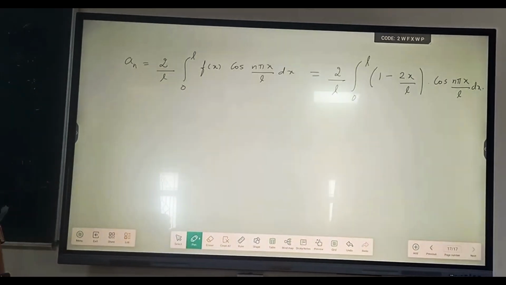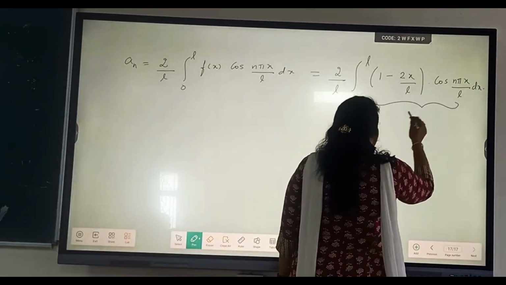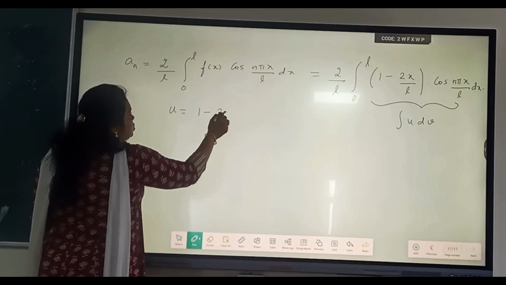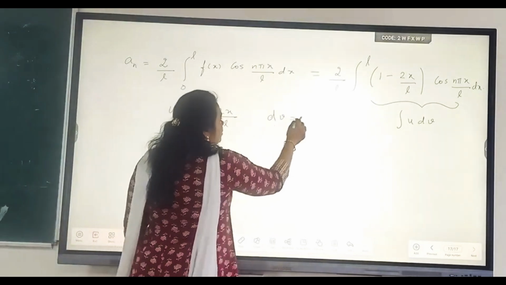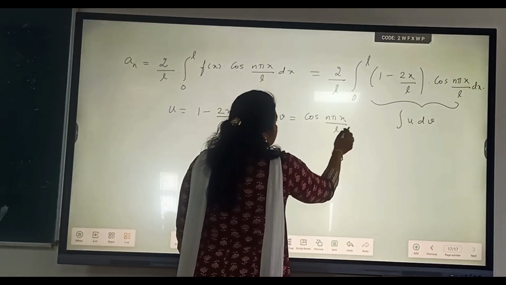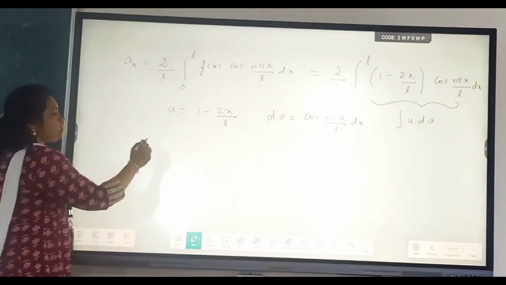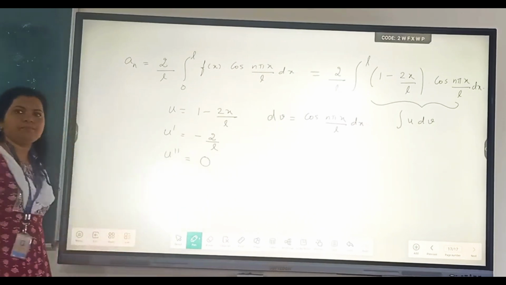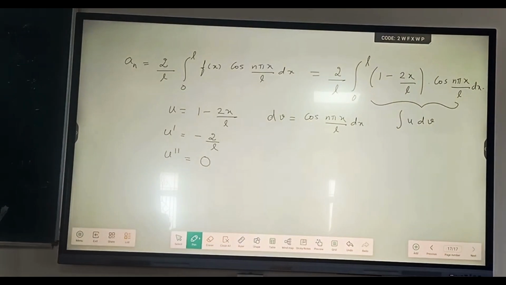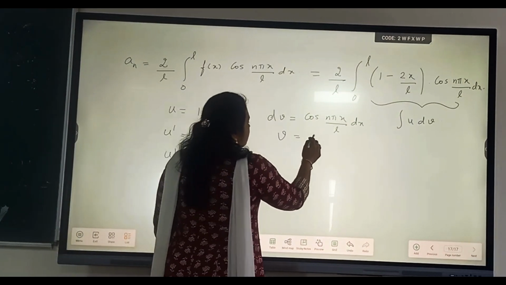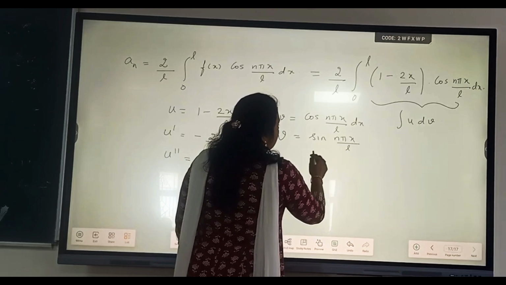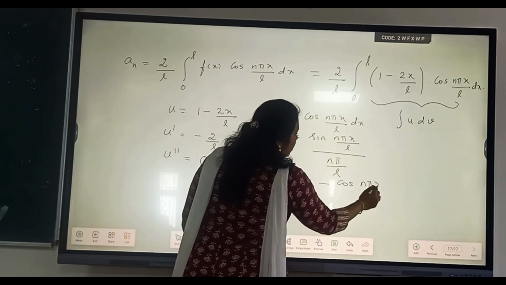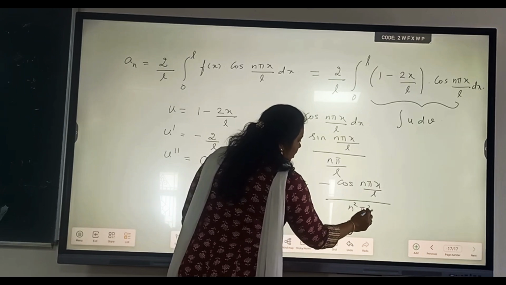So we are going to expand by Bernoulli's rule. What is the u term? 1 minus 2x by L. What is the dv term? Cos n pi x by L dx. What is u dash? Minus 2 by L. What is u double dash? 0. What is v? Sin n pi x by L divided by n pi by L. What is v1? Minus cos n pi x by L divided by n square pi square by L square.